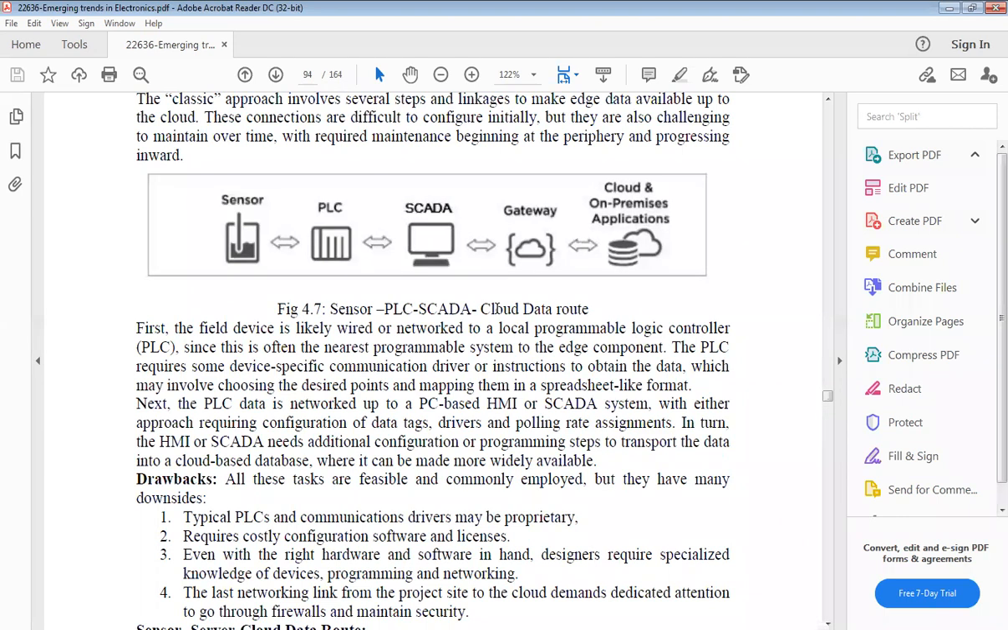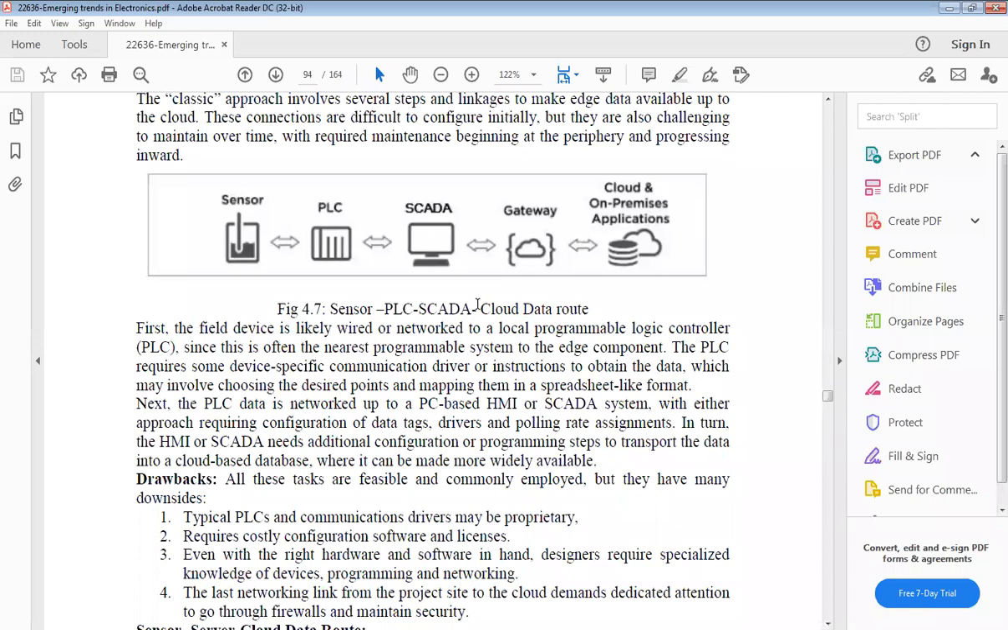So sensors capture the data and convert it into digital form. This digital data is recorded in the PLC in the form of an Excel sheet, or a spreadsheet-like structure. Then using the human machine interface or the SCADA supervisory system, the data is transmitted to the cloud through the gateways. So in this way, this sensor, PLC, SCADA, cloud data route works.